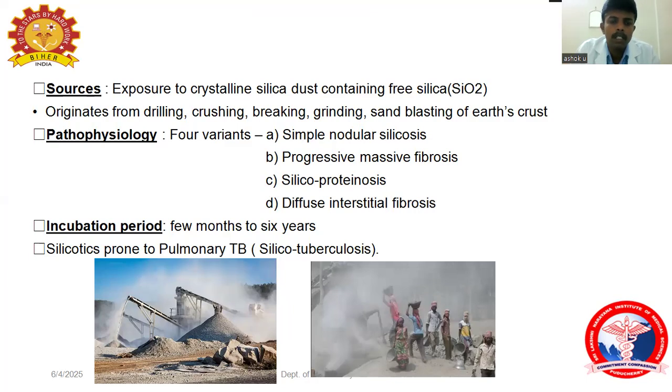In pathophysiology, there are four variants of silicosis. In the beginning stage, it is simple nodular silicosis, followed by progressive massive fibrosis. Then we have silicoproteinosis, and diffuse interstitial fibrosis. The incubation period is between a few months to 6 years, and those who develop silicosis are more prone to develop tuberculosis, which is called silicotuberculosis.